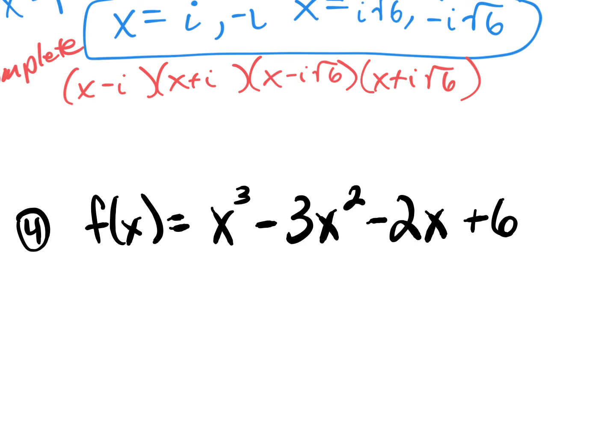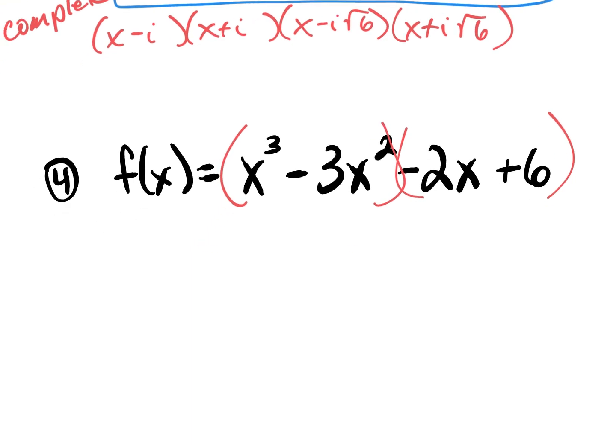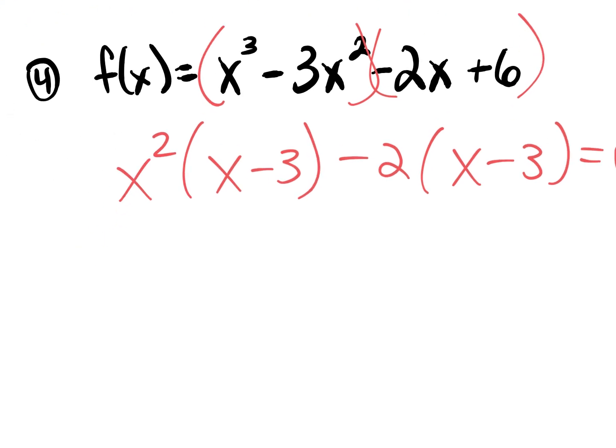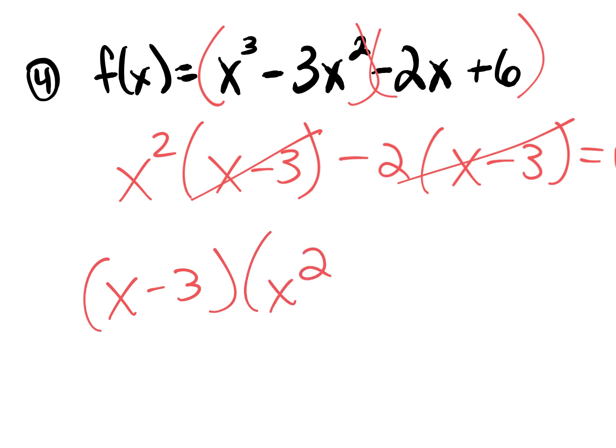If it just says solve, see if this groups. It makes life easier. What can I take out of x cubed and 3x squared? X squared, and then I'm left with x minus 3. Agreed? What can I take out of negative 2x plus 6? Negative 2, and I'm left with x minus 3. Okay, so x minus 3 comes out in front. Yeah, that's our new GCF we write at one time. And then our leftovers get their own parentheses. So x squared minus 2 equals 0.